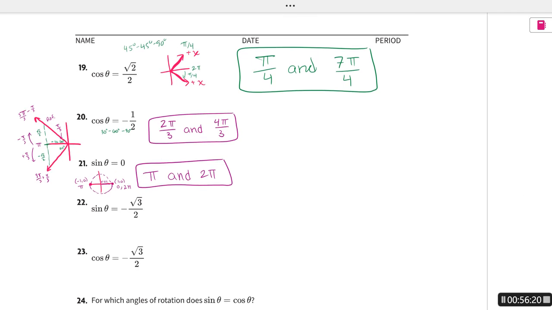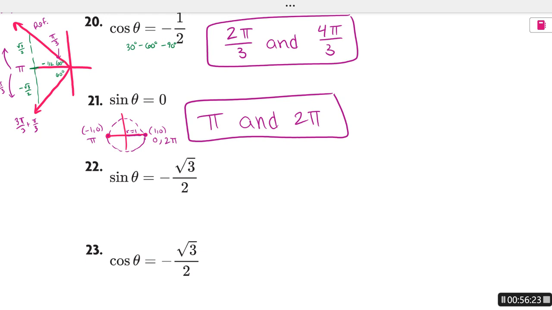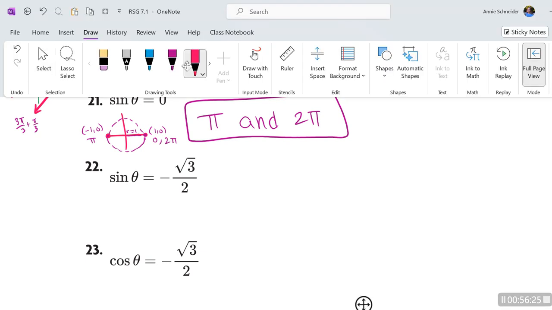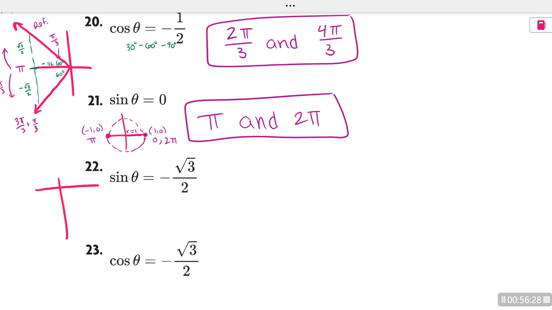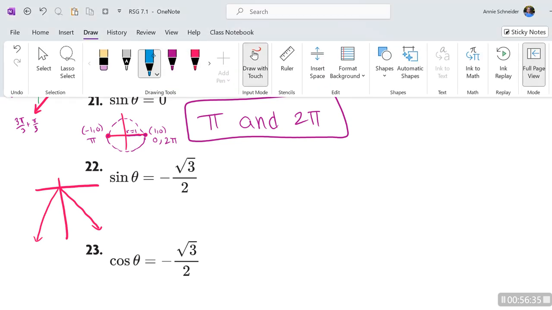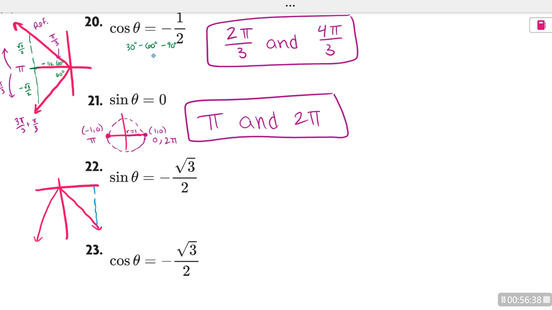Okay, question 22. We have sine of theta is negative square root 3 over 2. I'm going to go off to the side a little bit again. So negative sine, that means we're going to be downward, down here. So let's draw our two little triangles, right? So negative square root 3 over 2 are the y values. So again, we want to think 30, 60, 90 right triangle. And we want to think, okay, what is opposite the square root 3 over 2? Well, that's the 60-degree angle.